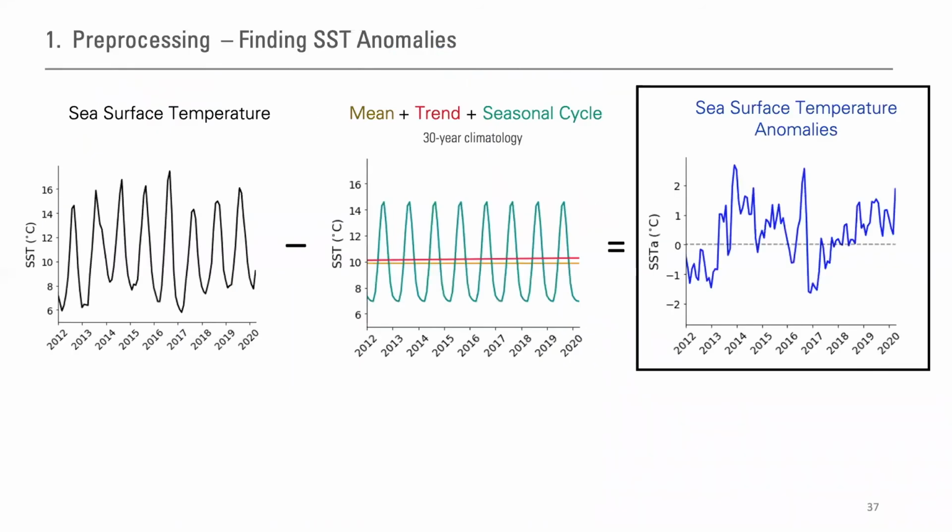To do that, we're going to start here with just one time series. We have sea surface temperature on the left. From that sea surface temperature, we can compute the mean, the trend, and the seasonal cycle, and we do that over a fixed 30-year period. Once we have those components, we then subtract them from the sea surface temperature to get our detrended sea surface temperature anomalies on the right in the blue. We do that at every single time point.